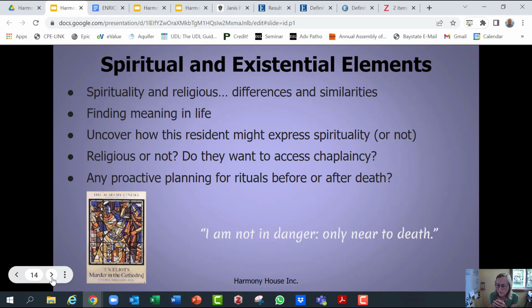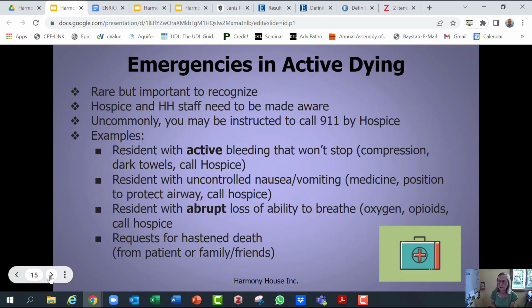And again, this is T.S. Eliot's Murder in the Cathedral, a quote that I hold close to my heart as I do work with people and families who are dying, is that this concept of, I am not in danger, I am only near to death. And in hospice and end-of-life care, that's something that I think is an important anchor or grounding place for us as we care for patients.